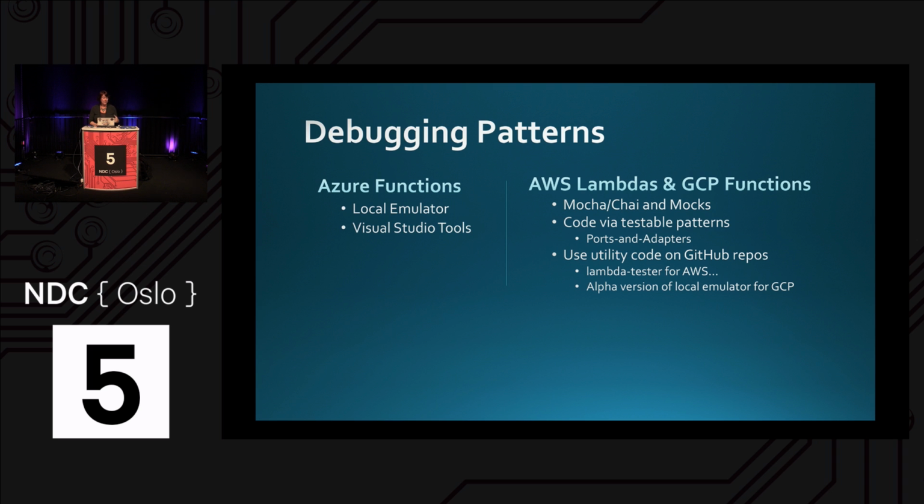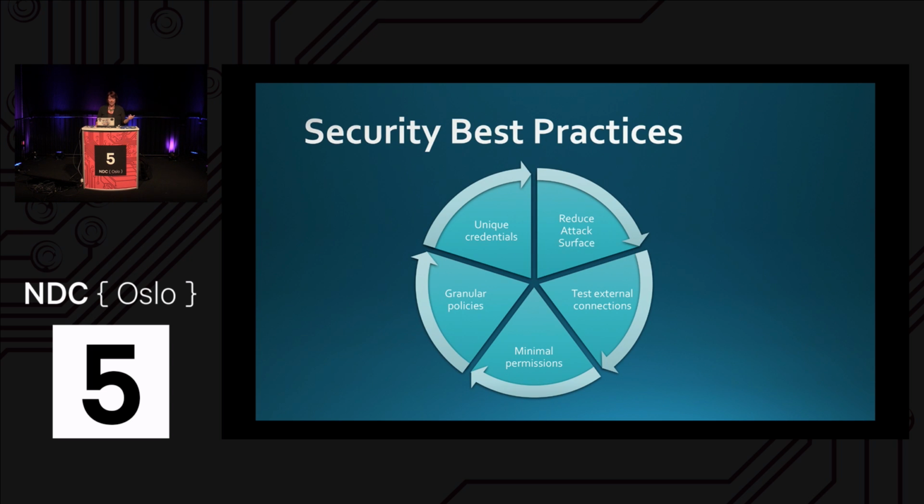What I did for testing and debugging was use Mocha, Chai, and Mox, so it was a lot of pain. Basically, these are libraries for Node. You want to code via testable patterns, ports and adapters, so it's on you to code properly. And there are starting to be utility libraries such as Lambda Tester, and there's an alpha version on GitHub for GCP. So it's a painful kind of story.